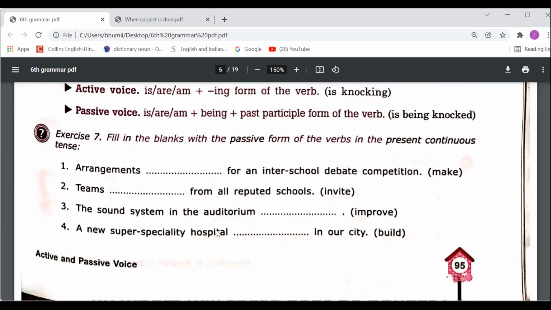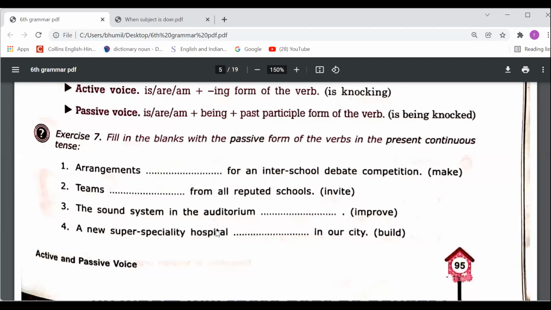First, read the question. Fill in the blanks with the passive form of the verb in the present continuous tense. Our first sentence is: arrangements for an inter-school debate competition, the verb is make. Arrangements are being made. Why are? Because arrangements is third person plural, and when our subject is third person plural, we have to use are, not is, not am. After that, the ing form of be, which is being, and for make we write the third form. So our sentence will be: arrangements are being made for an inter-school debate competition.